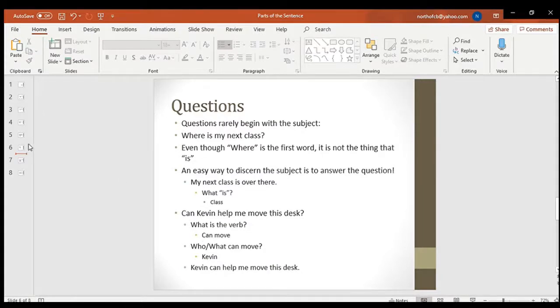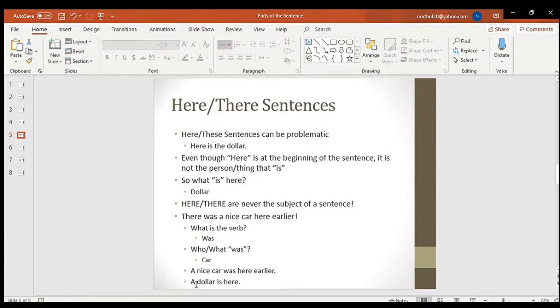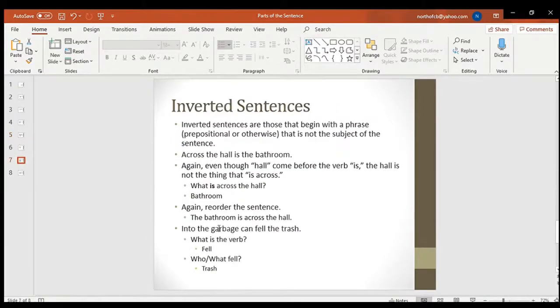Who can help? Kevin can help move the desk. Okay, what is here? The dollar. What was here earlier? The car. Always that question of find your verb and ask yourself who or what did it. So if you look at it, also try reordering it. What is across the hall? The bathroom. The bathroom is across the hall. Remember, across the hall is just a prepositional phrase.